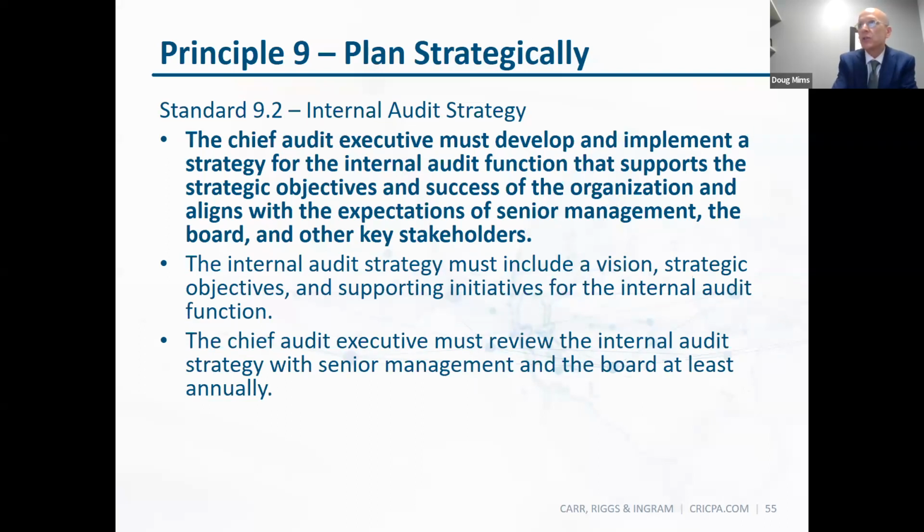Standard 9.2, internal audit strategy. The CAE must develop and implement a strategy for the function that supports the strategic objectives and success of the organization and aligns with the expectations of senior management, the board, and other key stakeholders. So the CAE is responsible for developing a strategy that is collectively developed, that promotes the achievement of the objectives of the organization and has buy-in from senior management and the board. Makes sense.